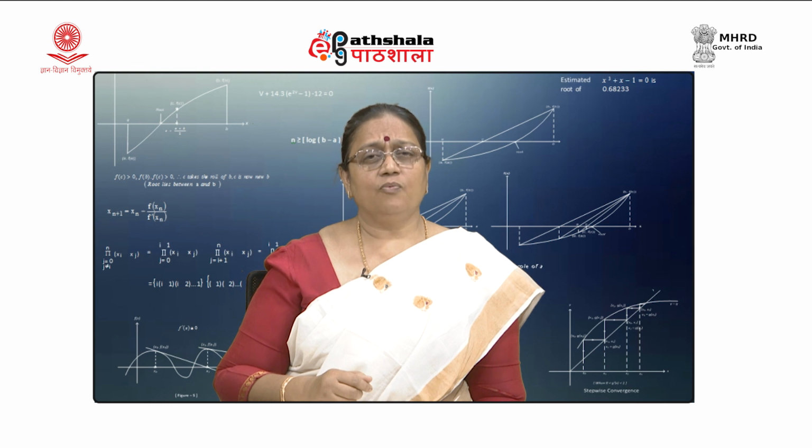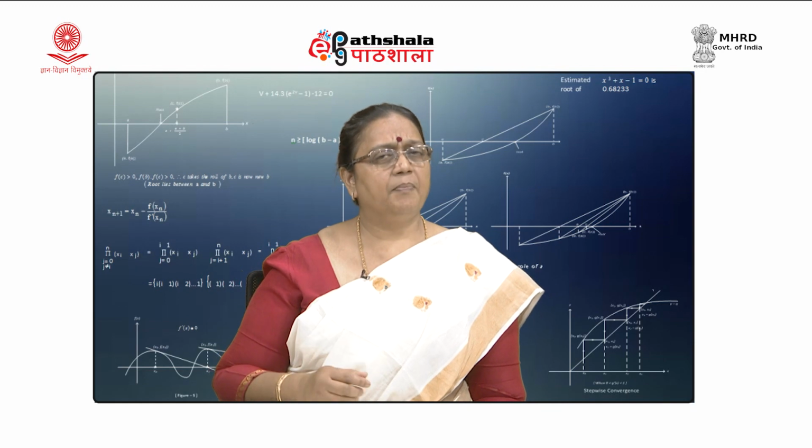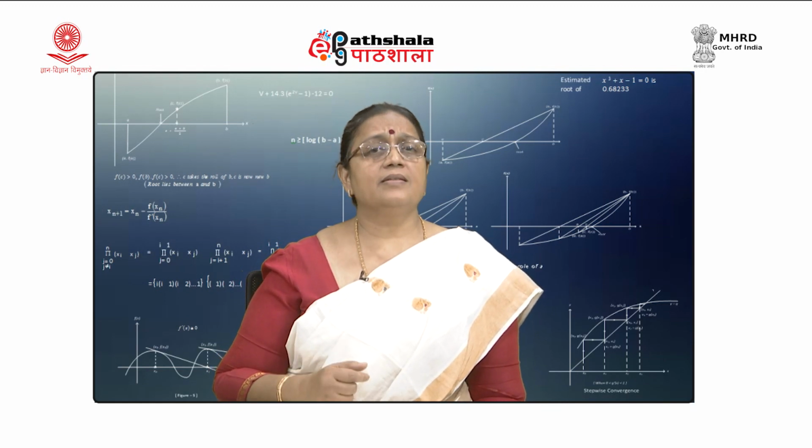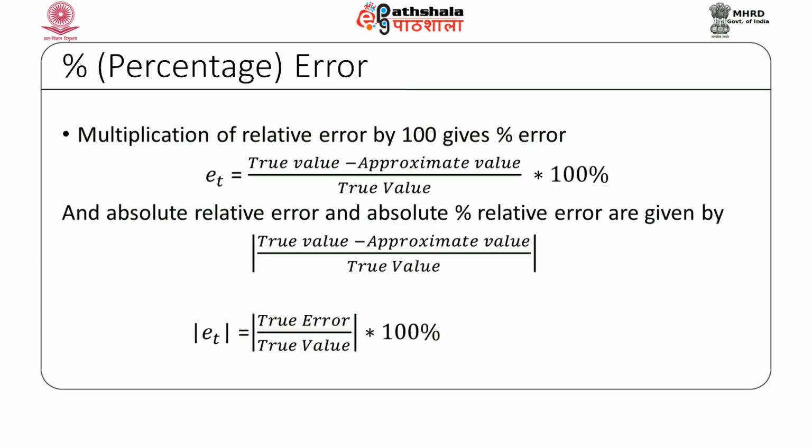So, it is very important what our acceptable tolerance limit of the error is. If we have an idea about the range of the values of the solution, one may work with the absolute value, but if we have no idea, relative error is needed. Relative error is the absolute error divided by the true value, that is, true value minus approximate value upon true value. That gives the real feel of the amount of error committed. If you multiply this relative error by 100, that gives the percentage error. So, the absolute percentage error is true error divided by true value into 100.